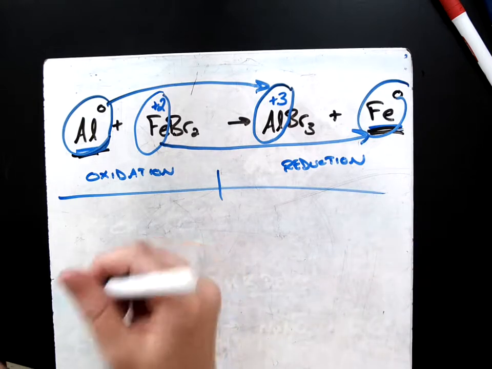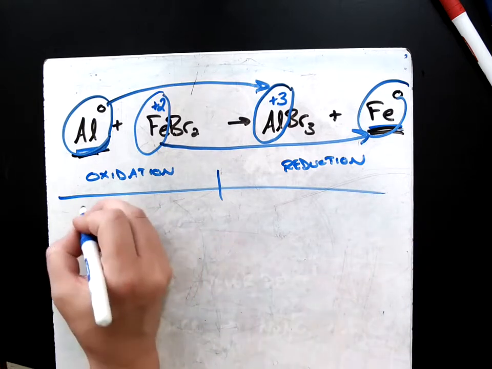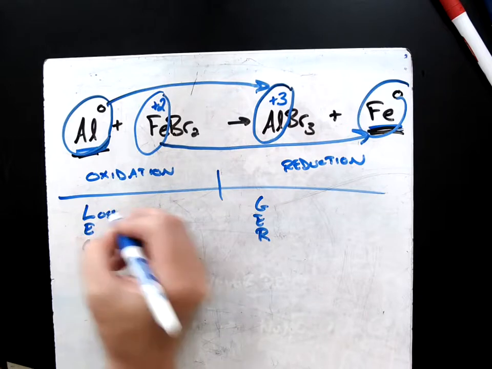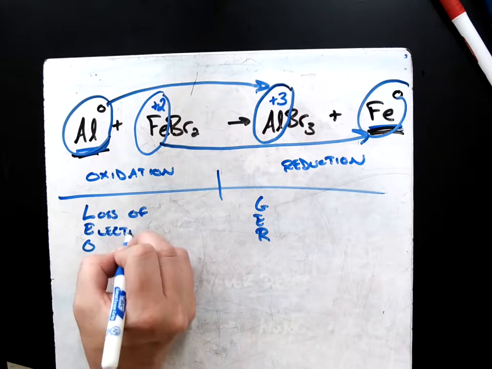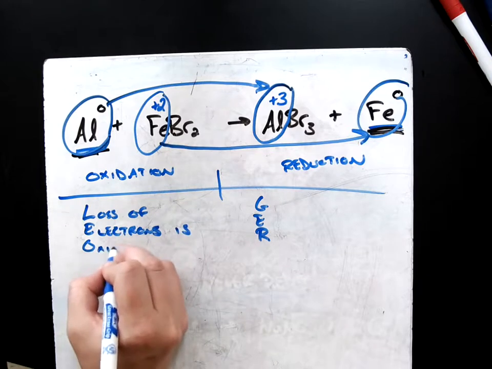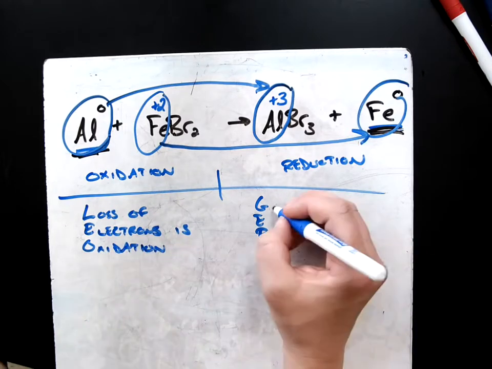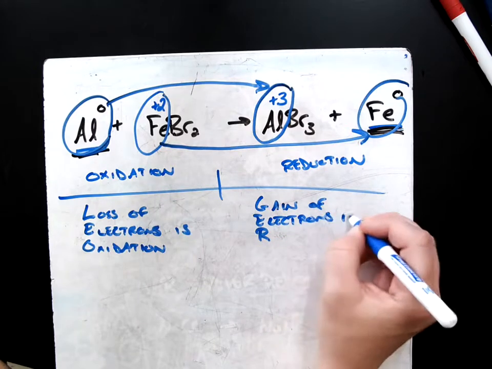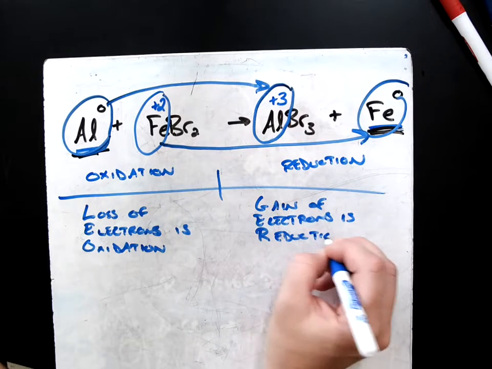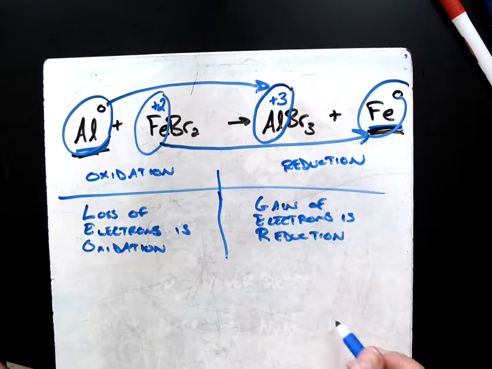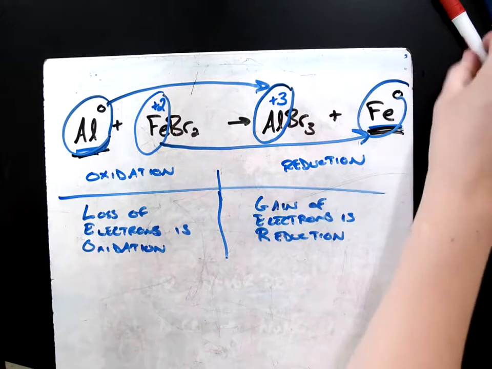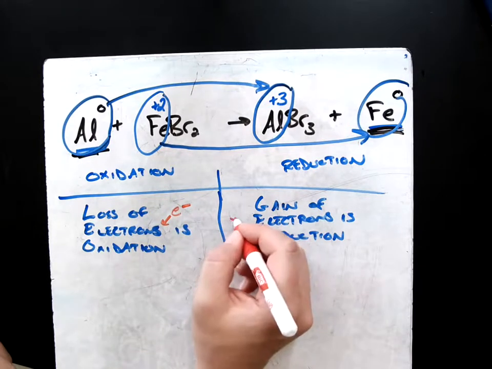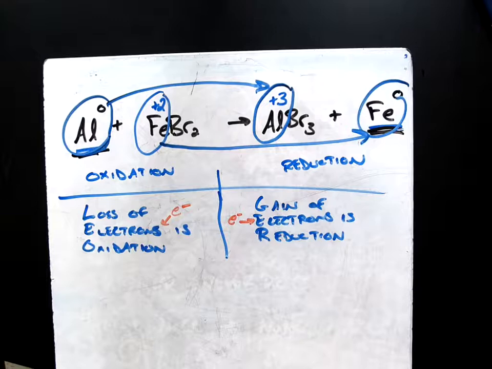Well, the first thing to remember about oxidation reduction is Leo the lion says grr. Leo says grr. Loss of electrons is oxidation, gain of electrons is reduction. Now, what does that do to your charge? You've got to remember that electrons themselves are negative. If you remember that, everything is going to make sense.